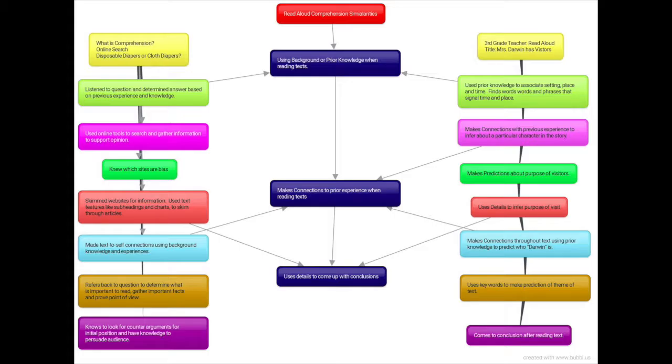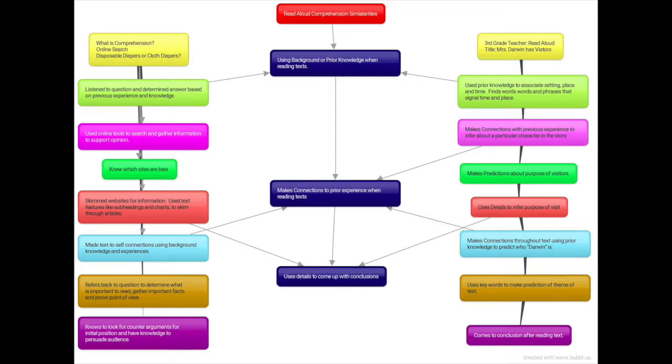In the online and print reading read-alouds, we can see how the readers rely on their reading comprehension to take actions with the text. For the online search, the reader used her previous experiences as a matter to take aside disposable diapers and look for evidence that could support her point of view. In the reading of Mrs. Darwin Has Visitors, the reader used her prior knowledge to make connections throughout the text. Those connections help her make inferences about plot, character, and setting. Her knowledge of language and vocabulary also helped her make sense of the text.